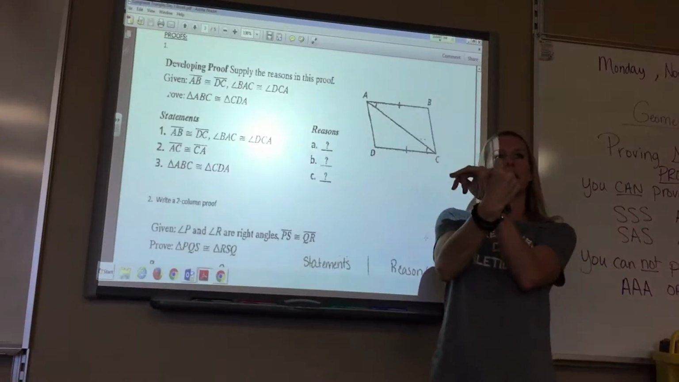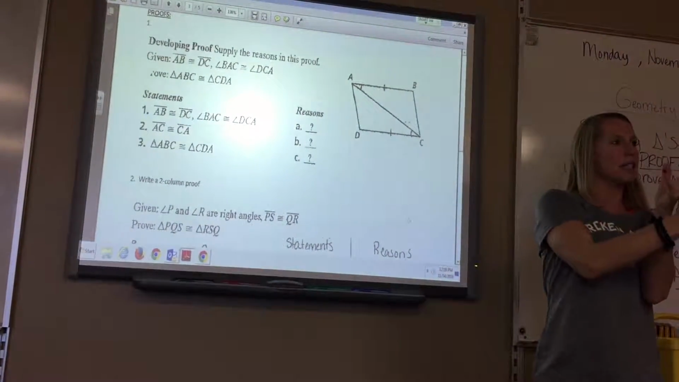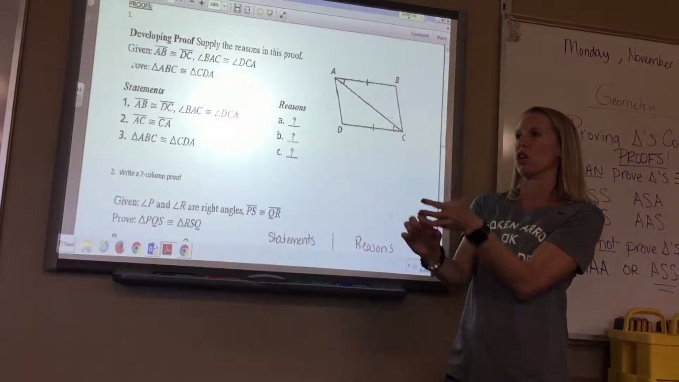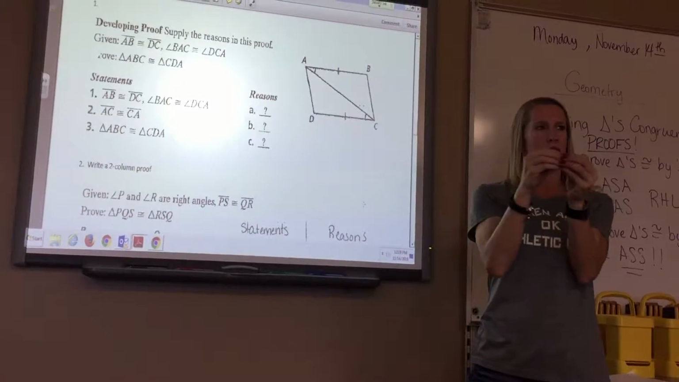The first step is always going to be the given. The last step is going to be the reason why the triangles are congruent, like side, side, side, side, angle, side, angle, and so on.